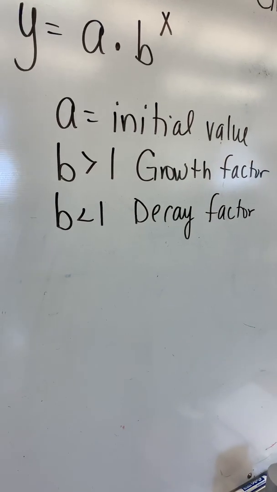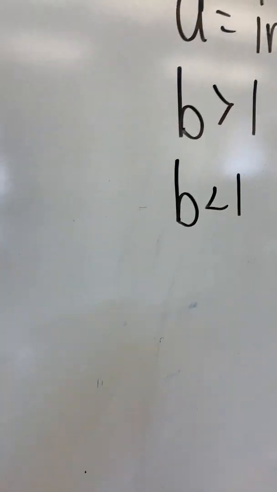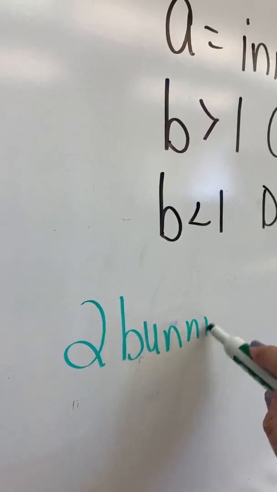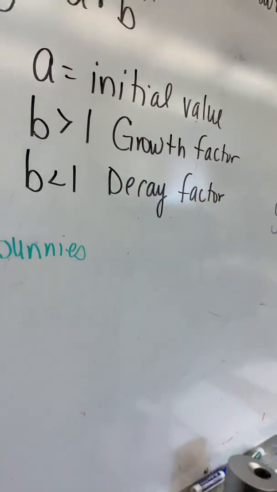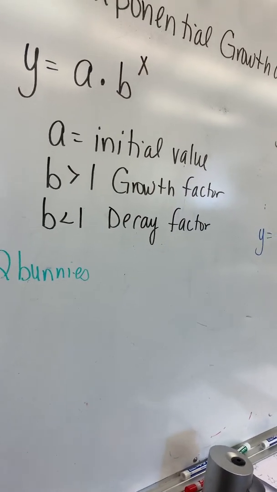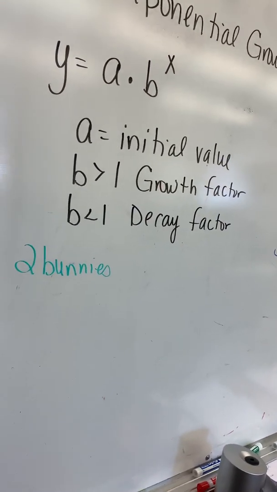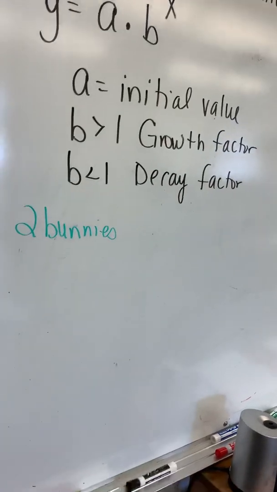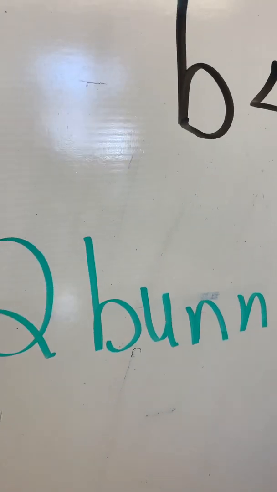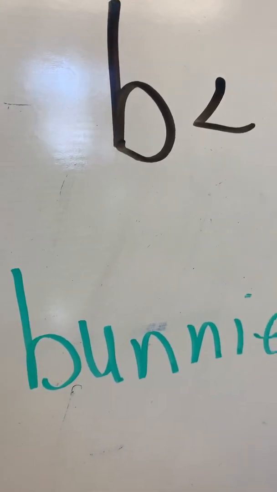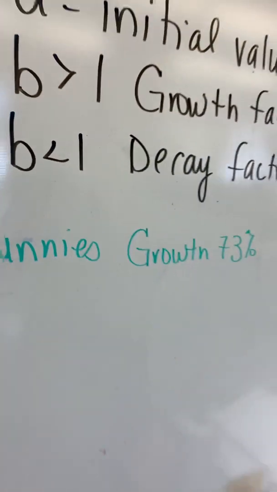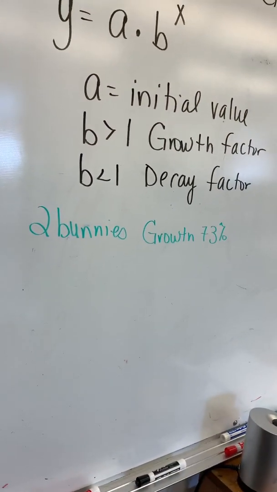So let's say we're dealing with bunnies. Say you start off with 2 bunnies. So, what happens with bunnies? They populate rapidly. Okay, so if I'm writing the equation, let's say their growth factor is 73%. Okay? Bunnies are growing at 73%.